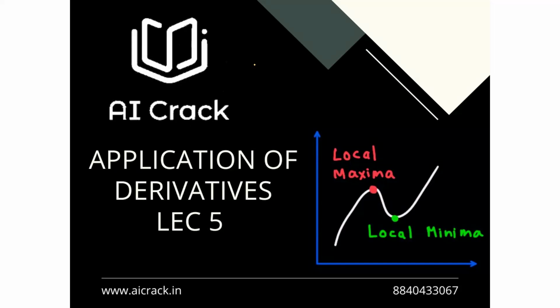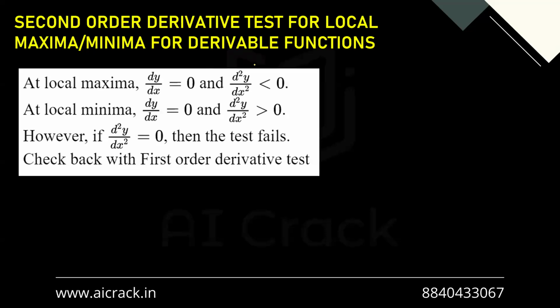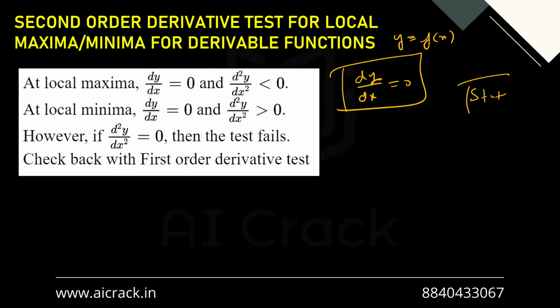In this lecture we'll be talking about second order derivative test and few theorems. So let's begin the lecture with the second order derivative test for local maxima minima, obviously for differentiable functions, right? Now let's say we have a function y equals f(x). We first differentiate it one time, dy by dx, and then equate it to 0 to find out the stationary points. Okay, so let's say I've got one stationary point as c, right?